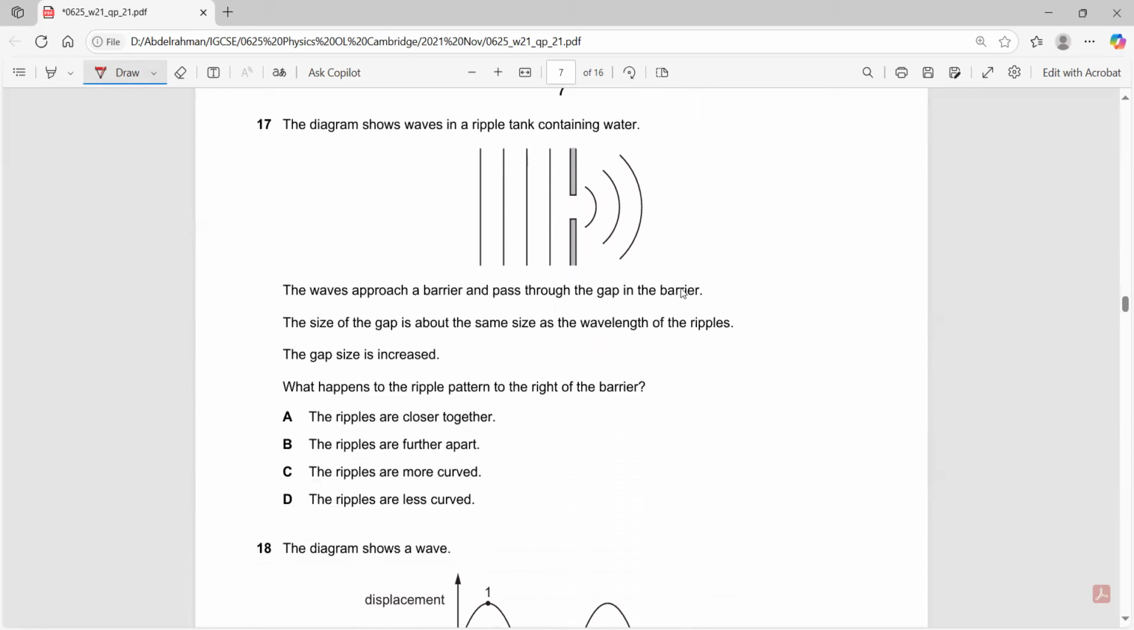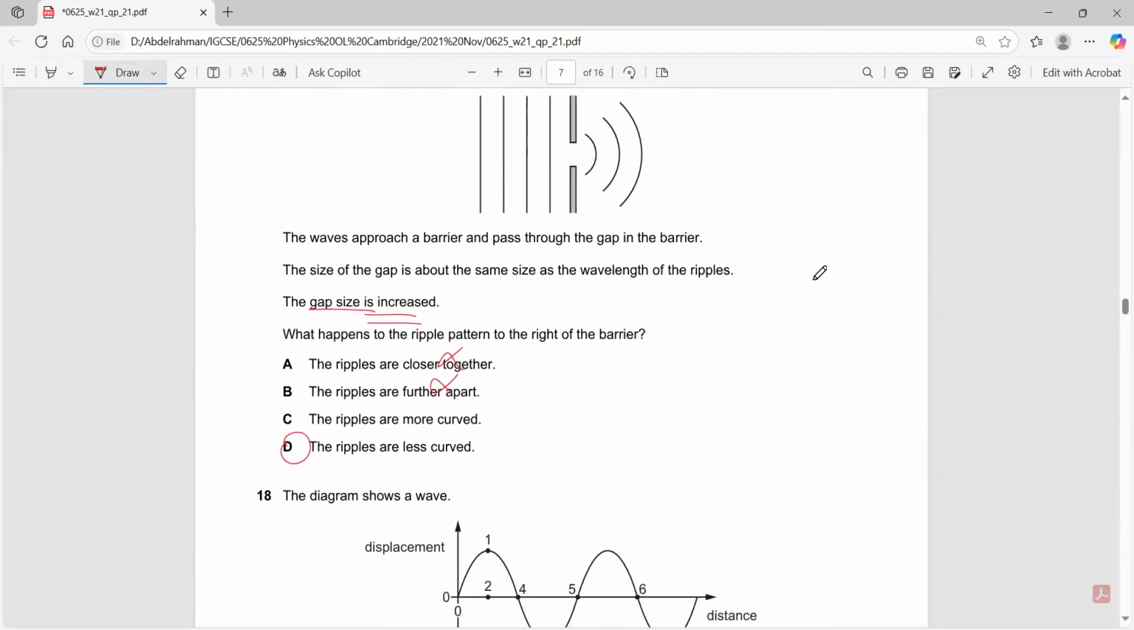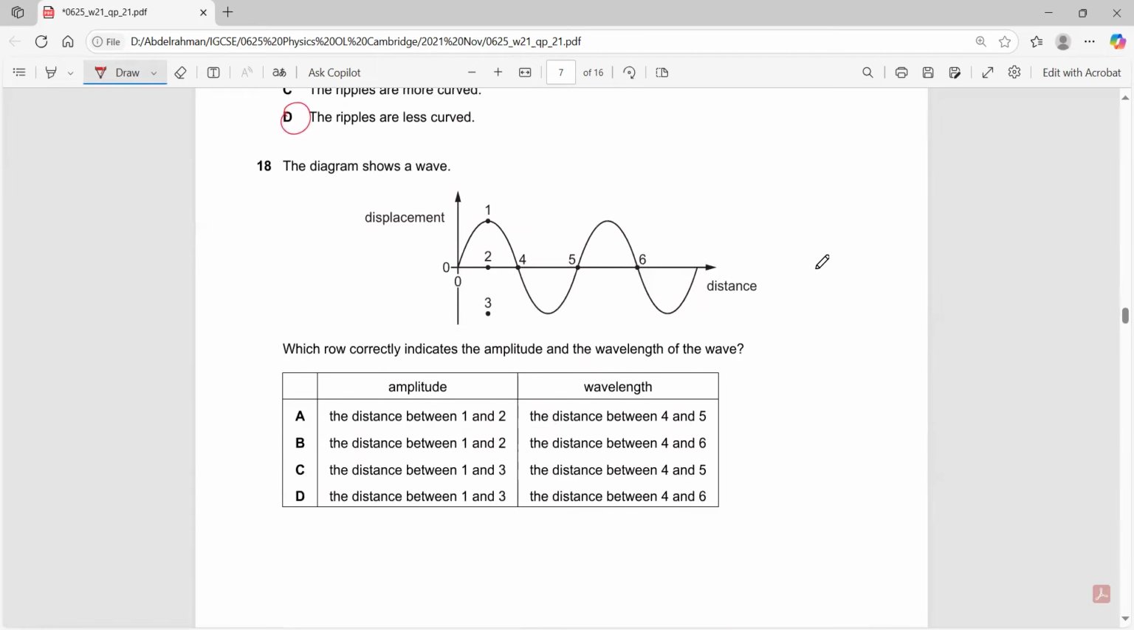In question 17, we have a gap. The waves approach the barrier. The size of the gap is about the same size as the wavelength of the ripples. The gap is increased. What happens? The ripples are closer together? No, you do not change the wavelength. Further apart again. They're more curved or less curved. When you increase the gap, what happens to the amount of diffraction? It actually decreases.